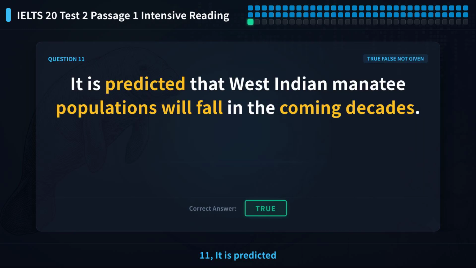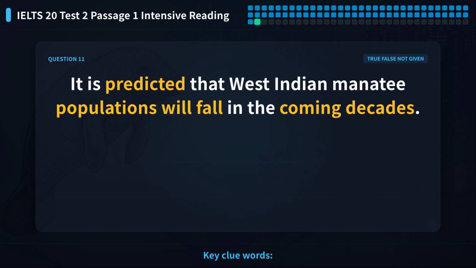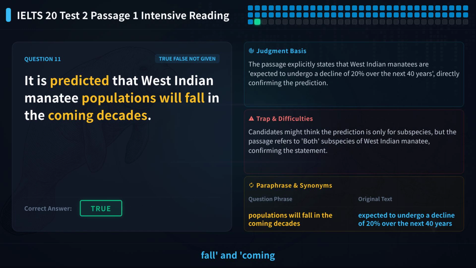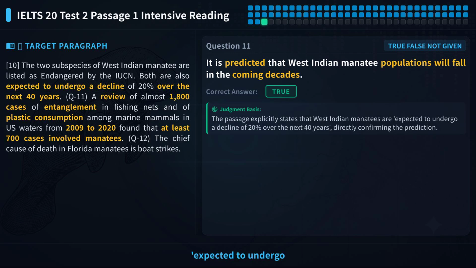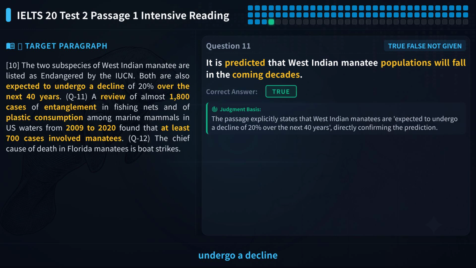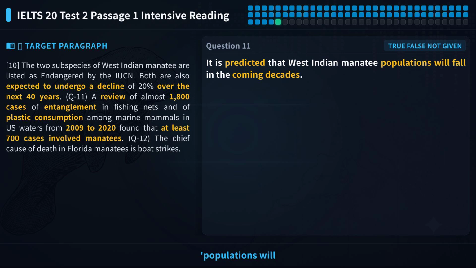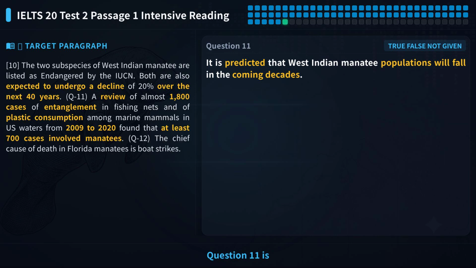Let's look at question 11. It is predicted that West Indian manatee populations will fall in the coming decades. Key clue words: populations will fall and coming decades. Locate paragraph 10. Scanning landmark, expected to undergo a decline. The original text says, both are also expected to undergo a decline of 20% over the next 40 years. The statement says populations will fall, the text says undergo a decline of 20%, this is a synonym replacement. Coming decades matches over the next 40 years. So the statement matches the text. So the answer to question 11 is true.